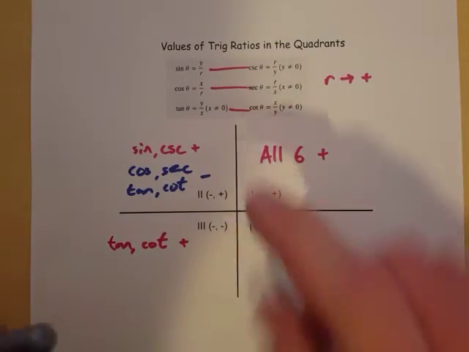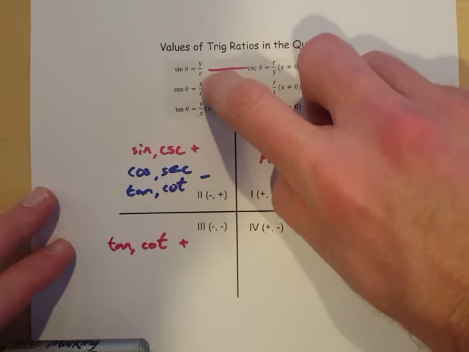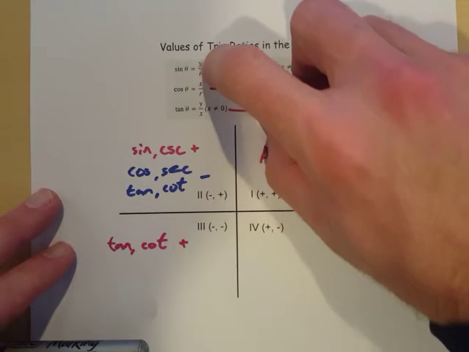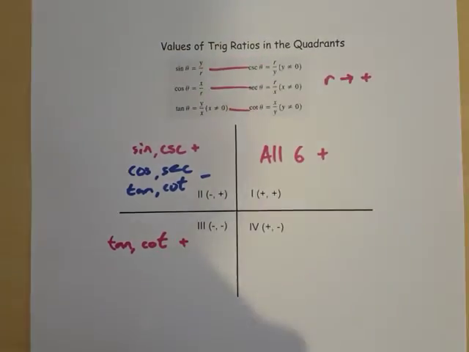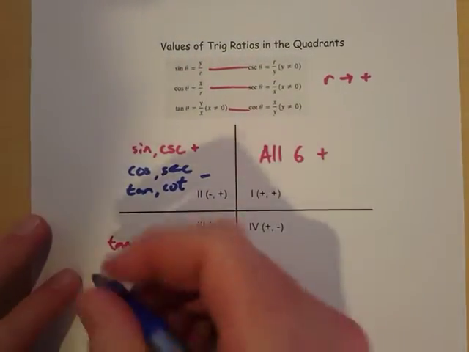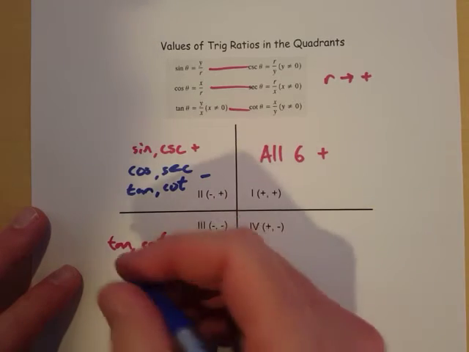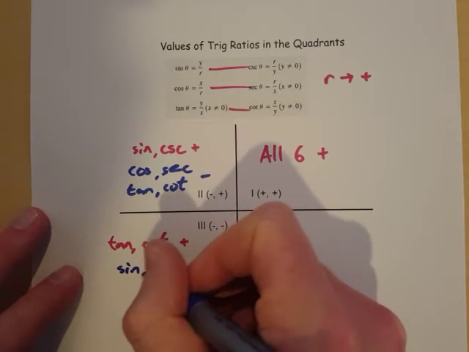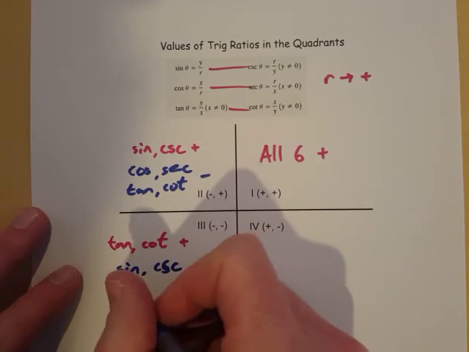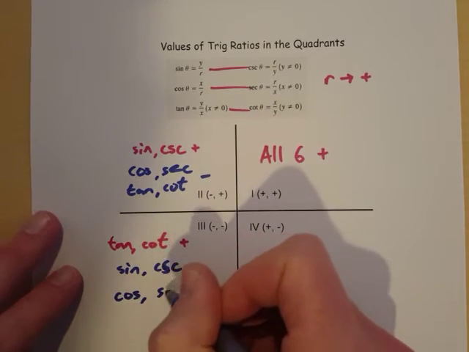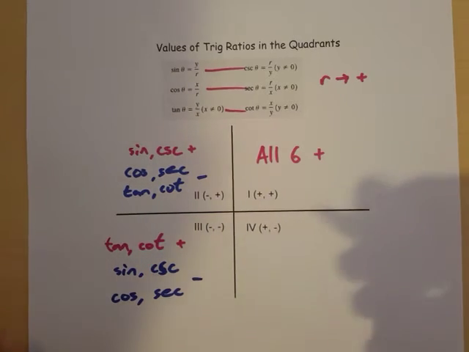The other ones, x over r, that's going to be a positive over a negative, so that's negative. Sine is y over r, negative over a positive, so those are also going to be negative. So that means that in the third quadrant, sine and cosecant, of course, go together, and then cosine goes with secant, and so those ones are going to be the negative pairs for the third quadrant.